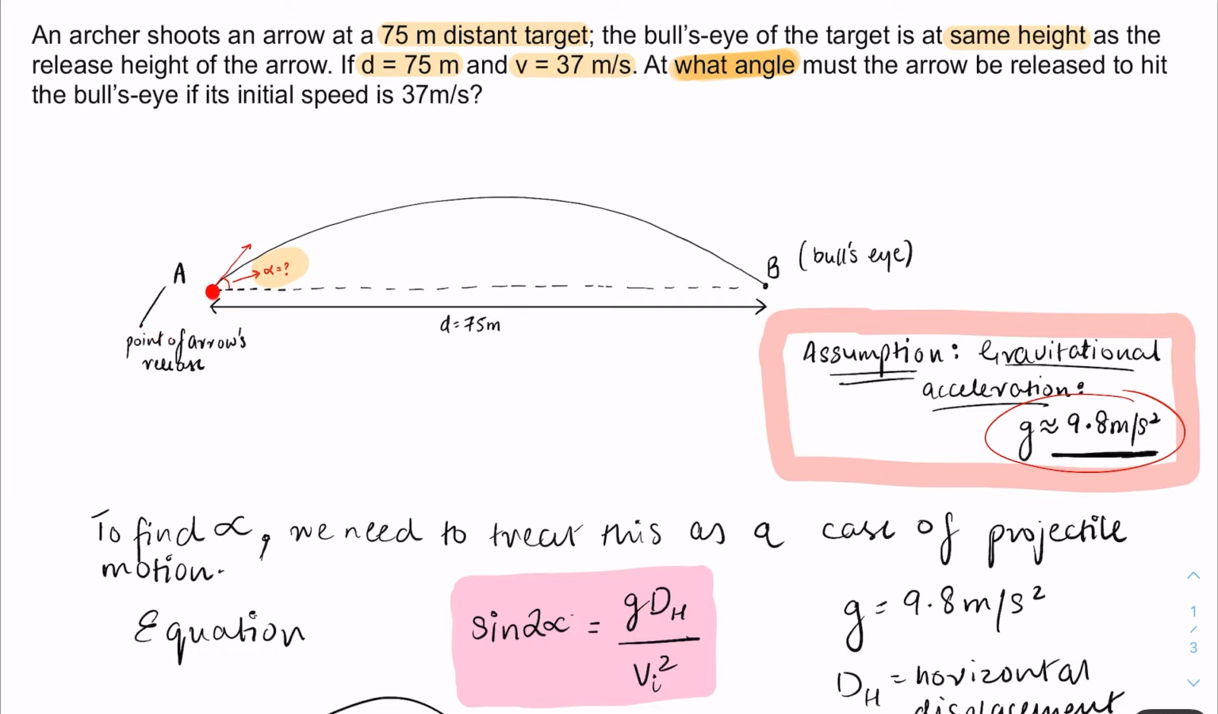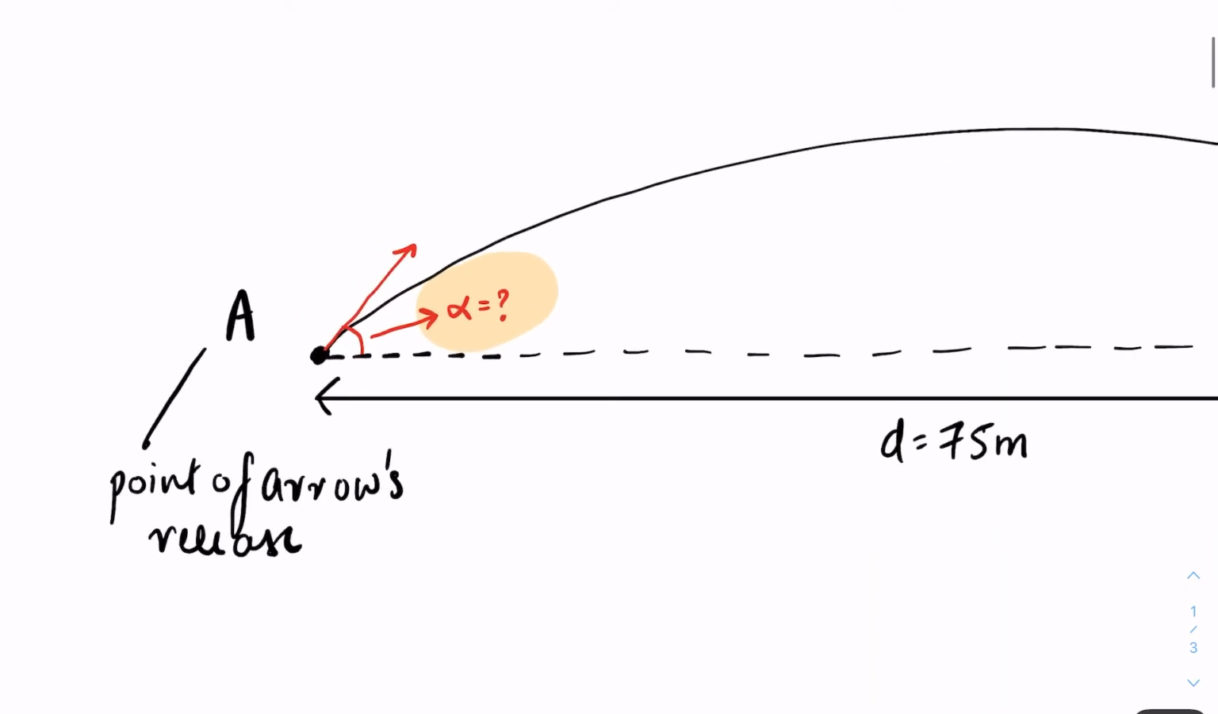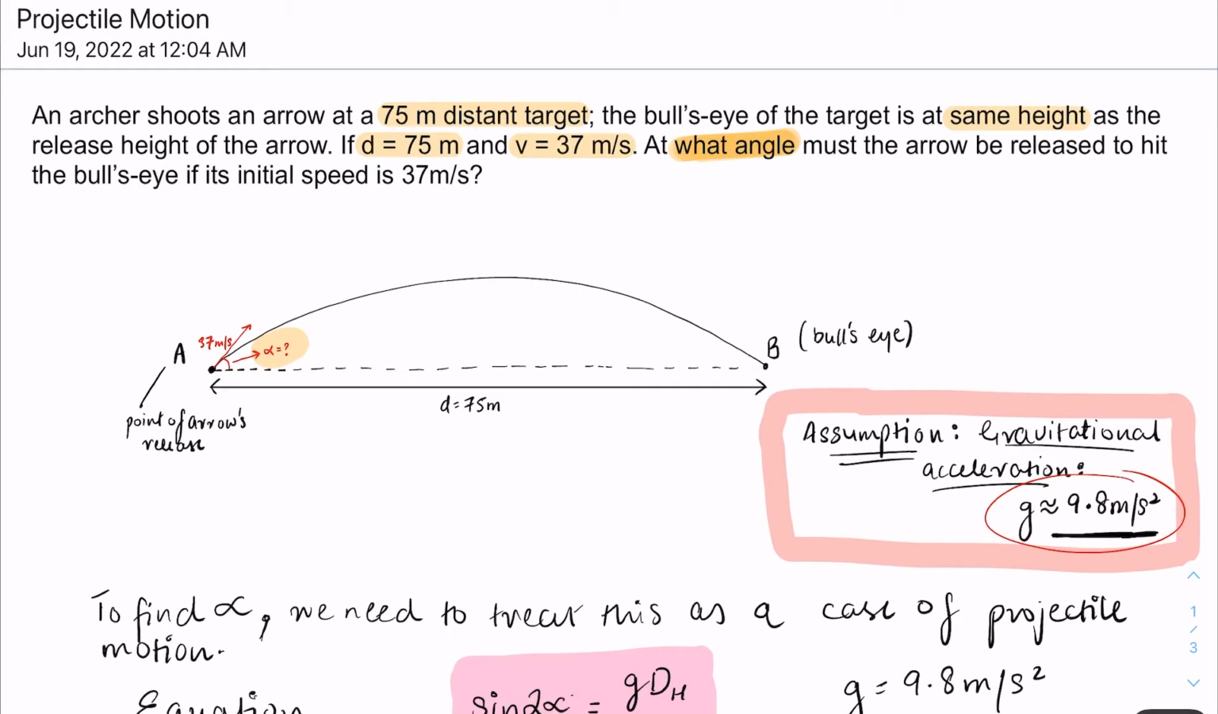This is point A. This is the point of release. So we know that the point of release and the point where the arrow landed on the bullseye is at the same level. So if we draw a straight line, both point A and point B would fall in that line, right? So we know that the arrow was launched at a velocity of 37 meters per second. We don't know the angle. So we need to figure out what the angle is. So here I've denoted the angle as alpha.